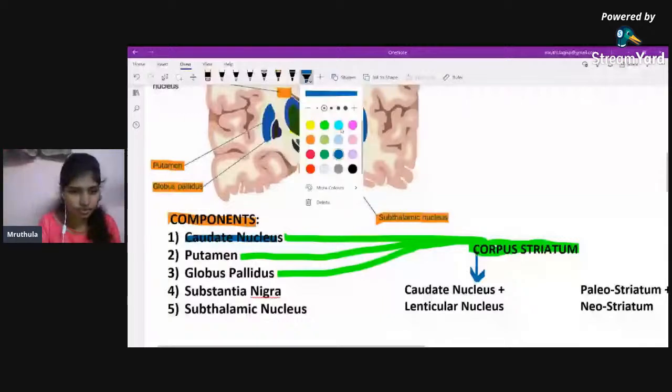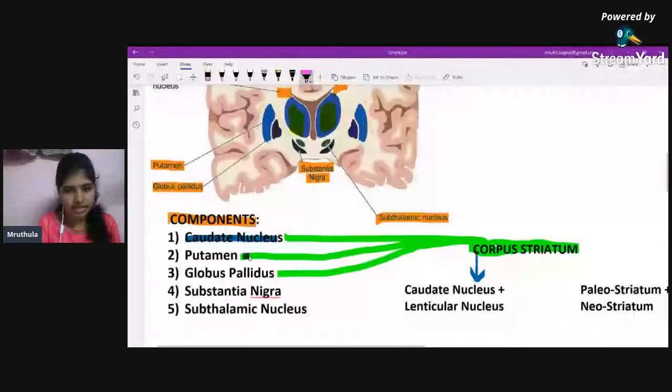Okay, right. So let me show that. Putamen and the globus pallidus together form the lenticular nucleus. Okay, done. Now the other classification we have is based on the phylogenetic aspect.